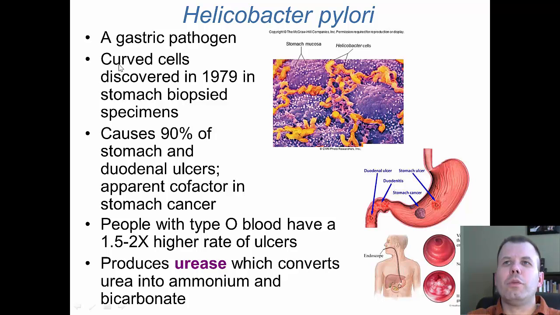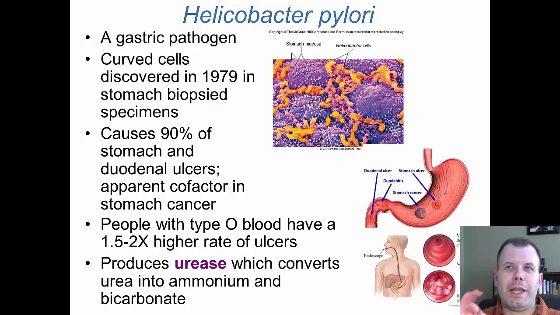Okay, and then the last group of this curviform is the Helicobacter, and this is Helicobacter pylori. It's a gastric pathogen, meaning it stays in the stomach. And again, it's curved cells discovered in 1979 in stomach biopsied specimens. And again, people that suffered from ulcers, we found that there was a connection with this bacteria. And the researcher working on this figured this out by giving himself the bacteria. He swallowed it and gave himself an ulcer.